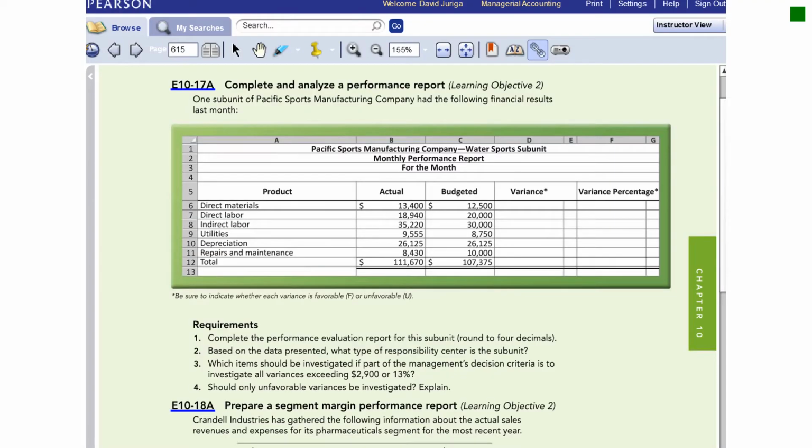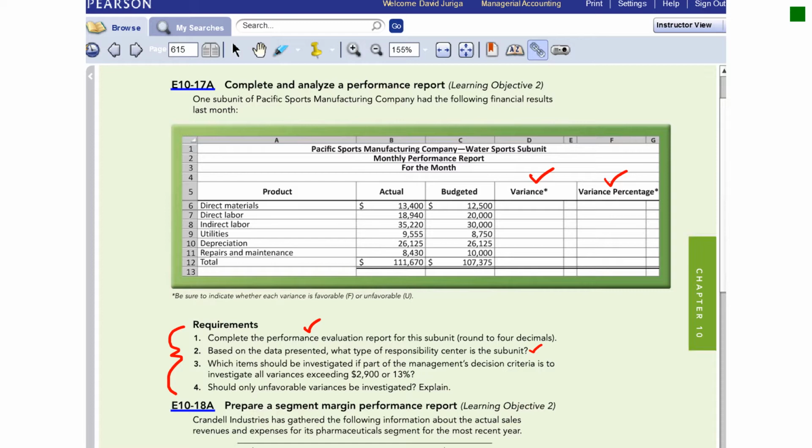Okay, so on exercise 10-17A, we're going to look, again, at a performance report where we're comparing the actual results to a budget. We're going to calculate the variance, get the variance percentage, and then answer these four questions down below. So again, number one, they want you to complete the report essentially, and then talk about the type of responsibility center this is. It's a revenue center, and then we're going to talk about which items should be investigated.